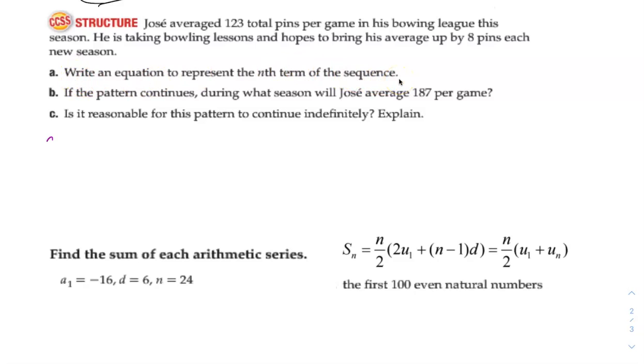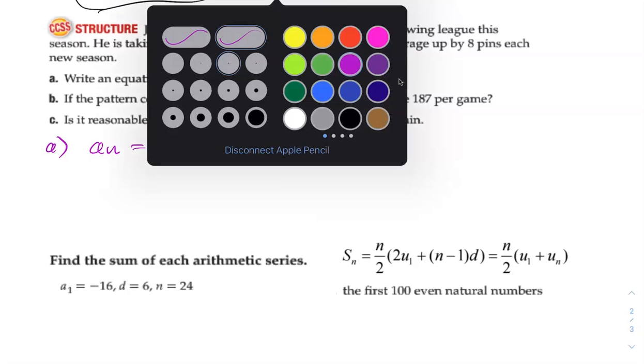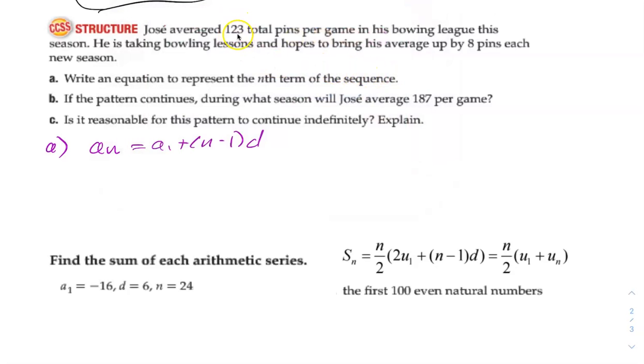So, for A, our equation is an equals a1 plus n minus 1 times d. What do we have? Well, he's averaging 123 total pins per game. So let's say that's our first one. We're going 123. He wants it increased by 8. That'll be our common difference. So we start at 123 and we're going to add 8 each time.